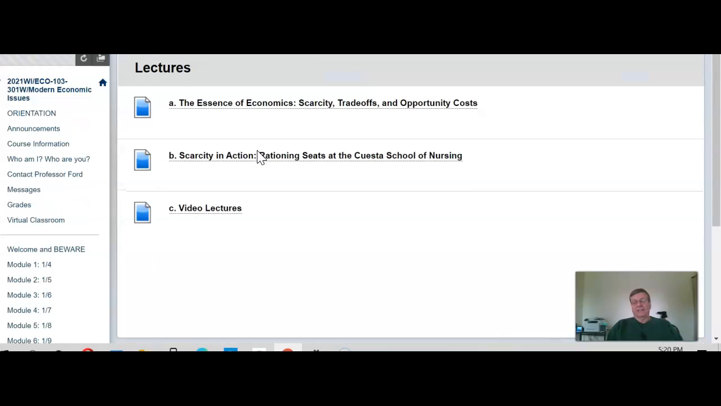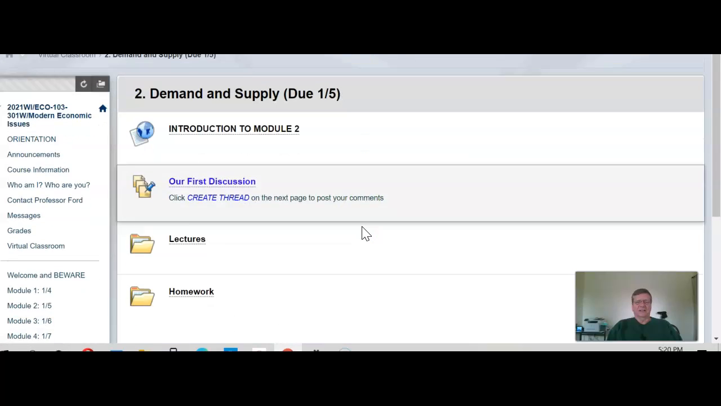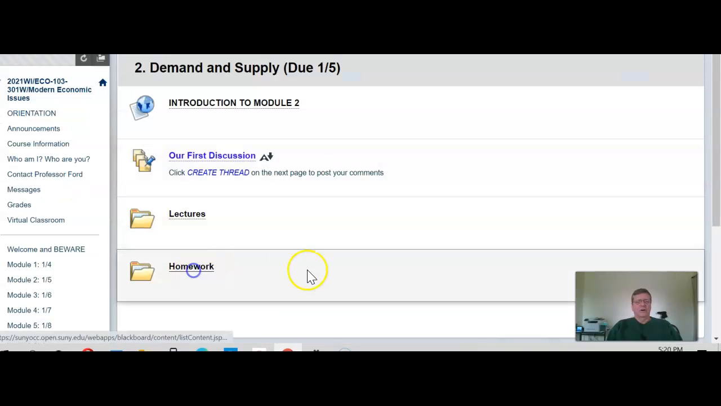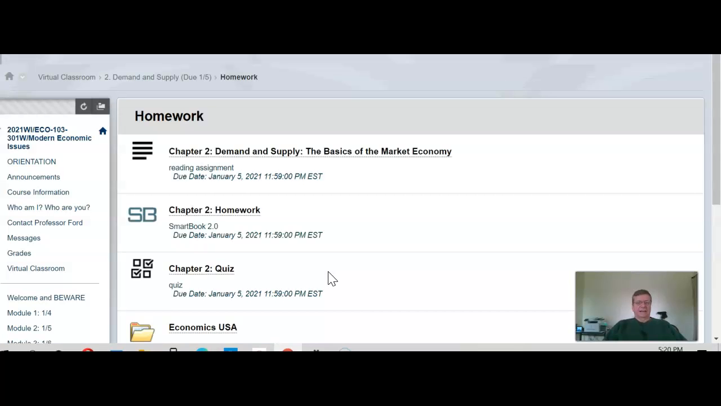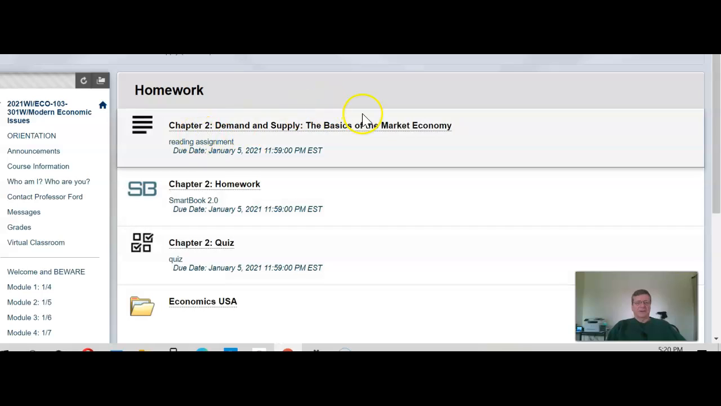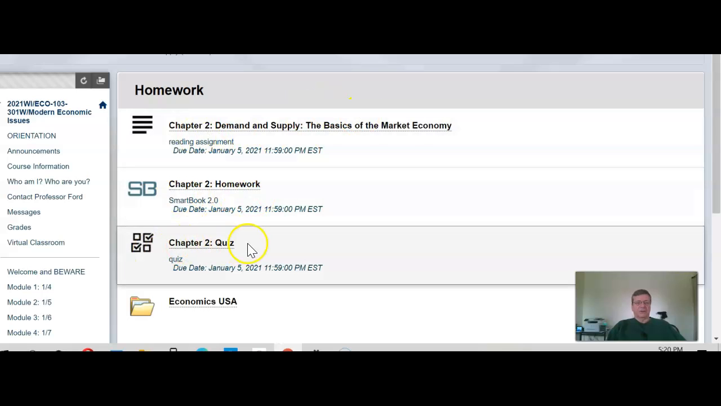Okay, and you'll understand what's in the chapter a lot better if you do watch those. So be sure and watch those. They're very helpful. Homework. Well, nothing new there, actually. Here's the same old thing. The chapter reading, the chapter homework, the chapter quiz, just like in Module 1. Economics USA, just like in Module 1.